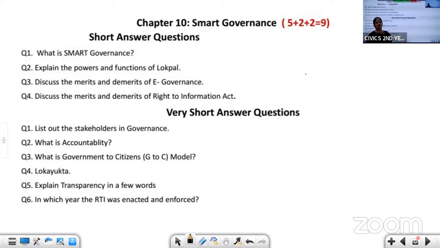A very good afternoon, everyone. Welcome back to Civics second year class. Today we are going to discuss your chapter 10, Smart Governance. The weightage for this chapter is 9 marks. You will get 1 SAQ and 2 VSAQs from this chapter.